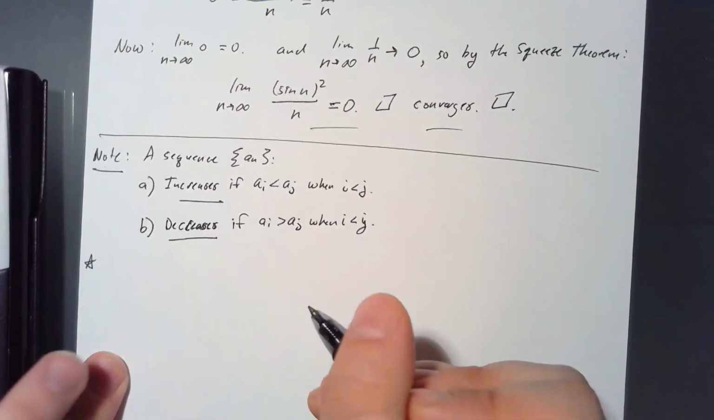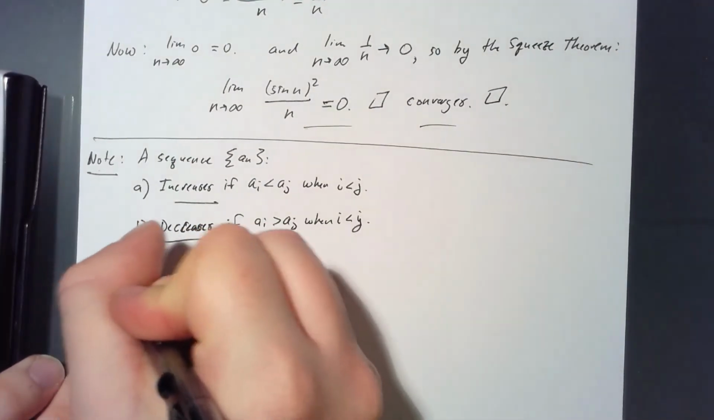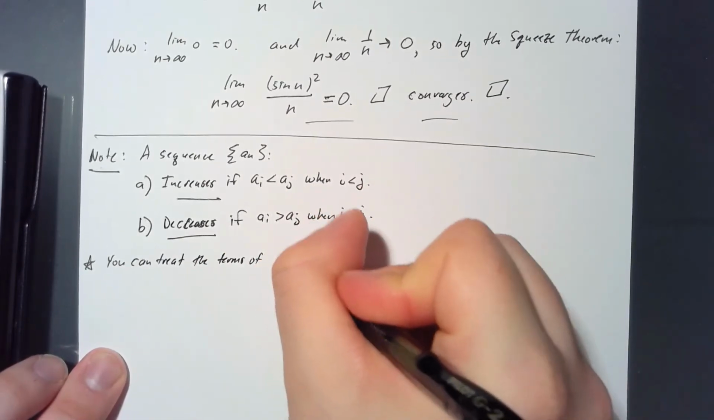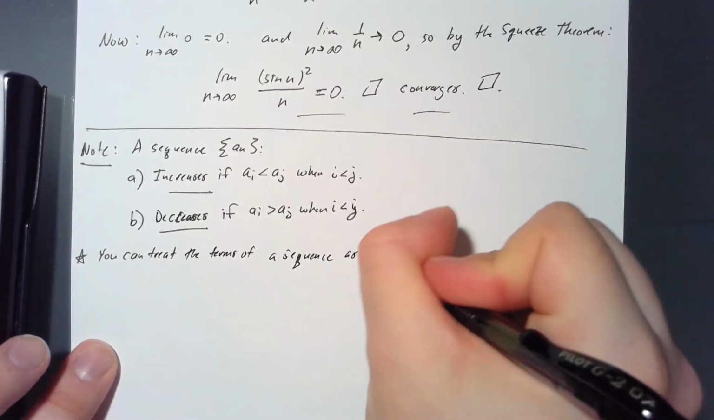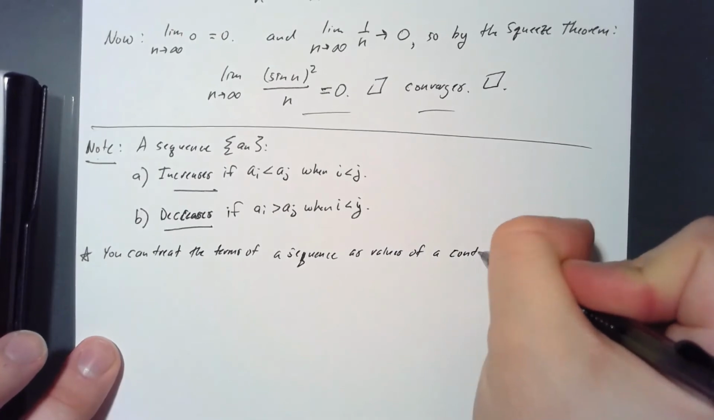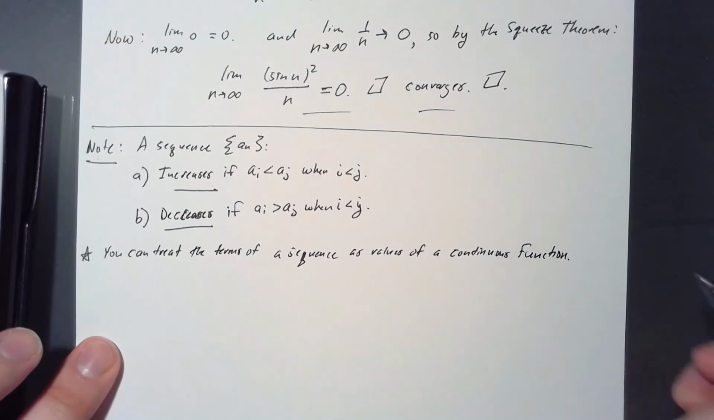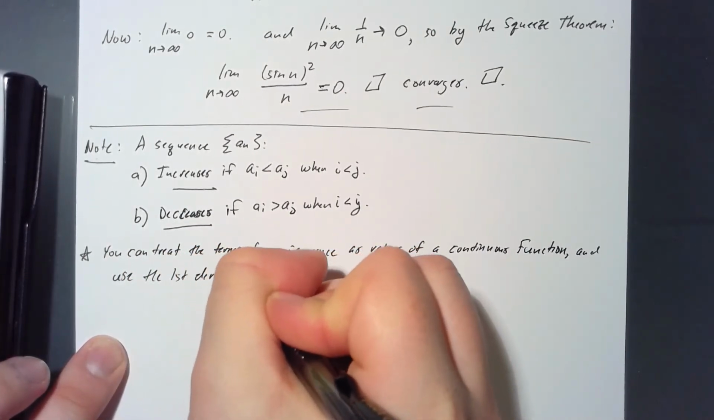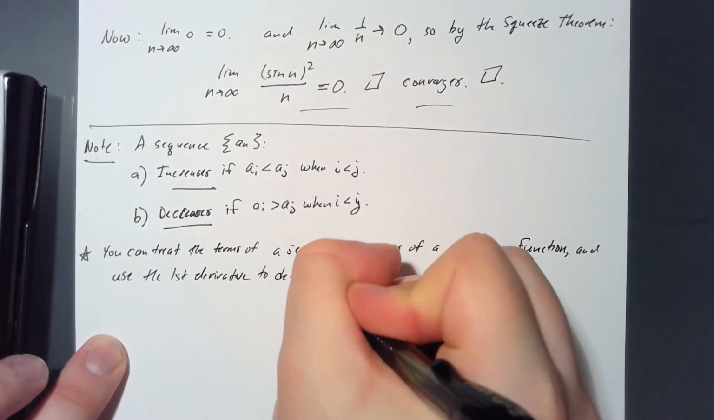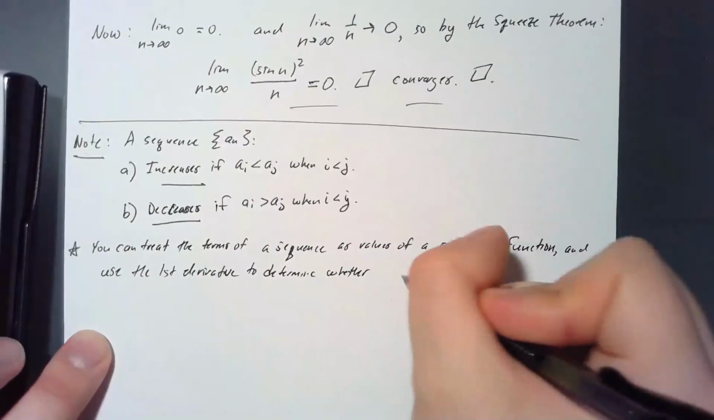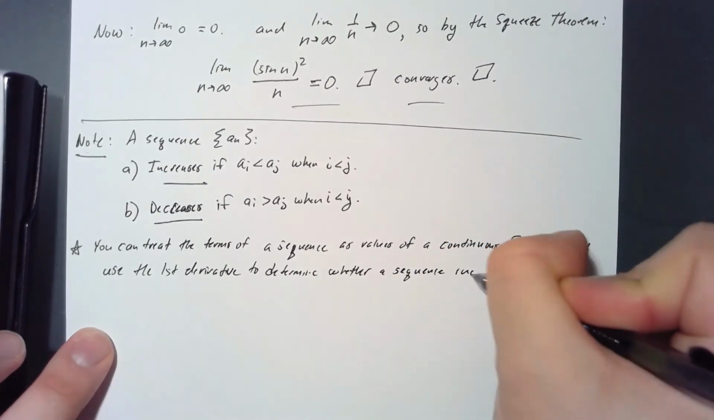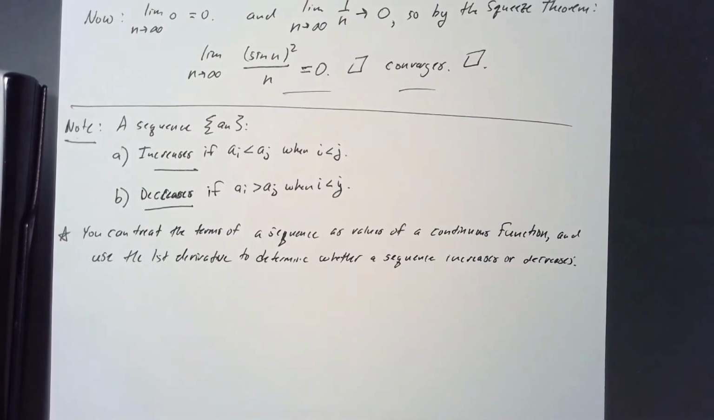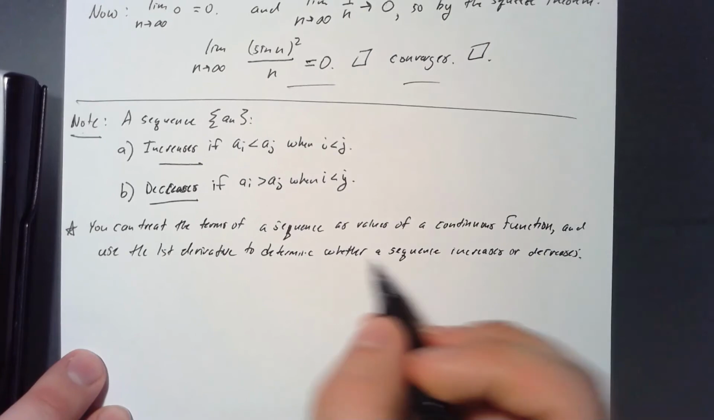So let me make a little note here. You can treat the terms of a sequence as values of a continuous function, and use the first derivative to determine whether a sequence increases or decreases. So, it's actually really straightforward.